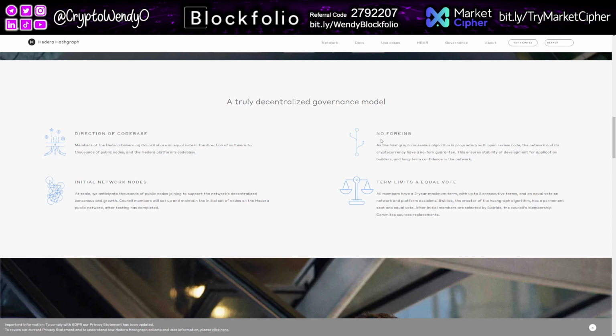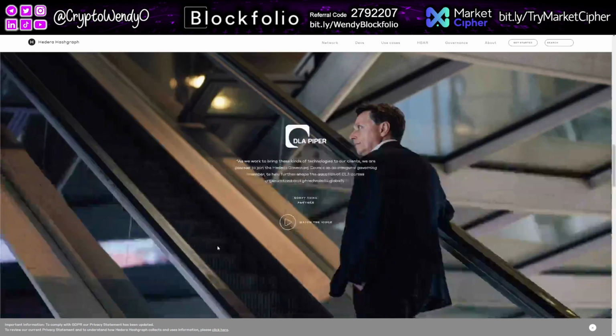This is very interesting. I don't think I've heard of a cryptocurrency that doesn't allow you to fork. So for example, we have Ethereum Classic, and then Ethereum was forked onto it. And then I want to say there's Bitcoin, and then Bitcoin Cash was forked. So I think it's really cool that you can build with Hedera, build on top of it, build with them, but you can't fork, which is actually really, really great. They've got the term limits, an equal vote, and then initial network nodes.